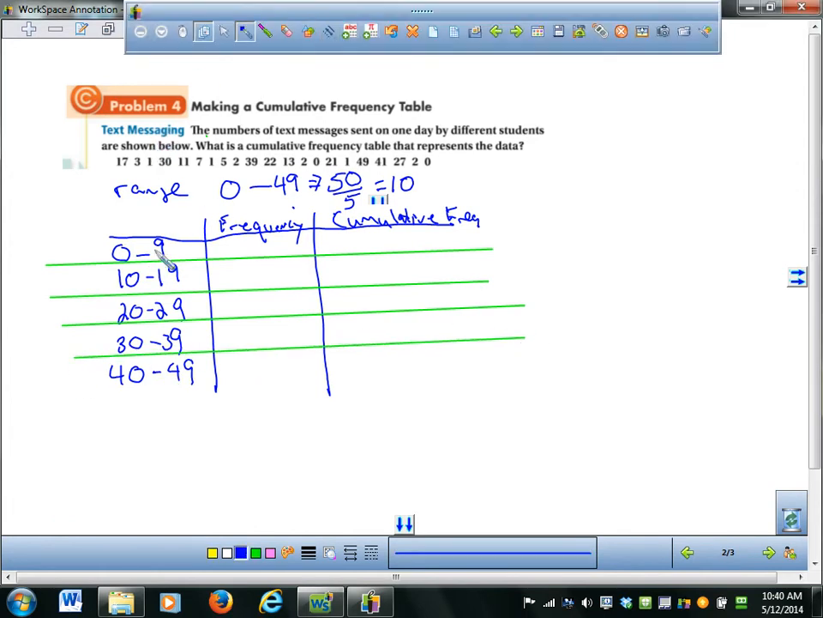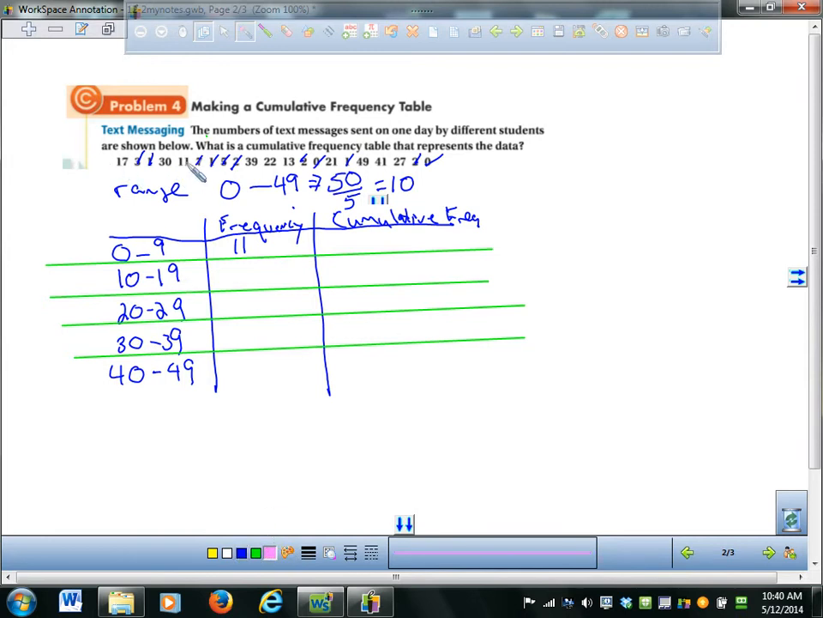I want to do this one because I want to show you the cumulative frequency. So 0 to 9, I have 1, 2, 3, 4, 5, 6, 7, 8, 9, 10, 11. You guys with me there? Yeah. And then 10 to 19, let me change colors. I have 1, 2, just 2. Did I do that right? Tell me if I mess up.